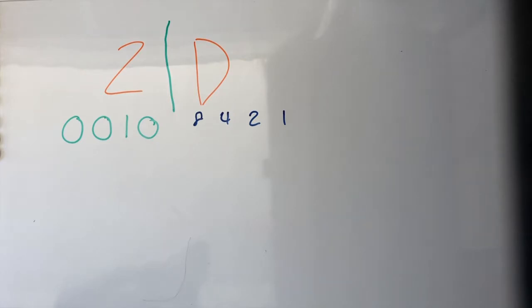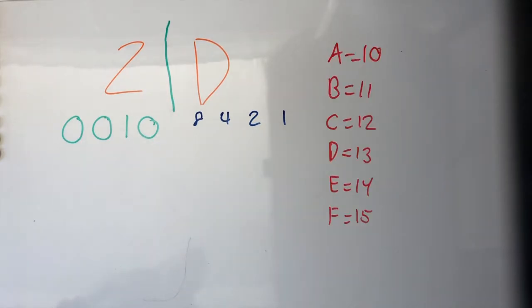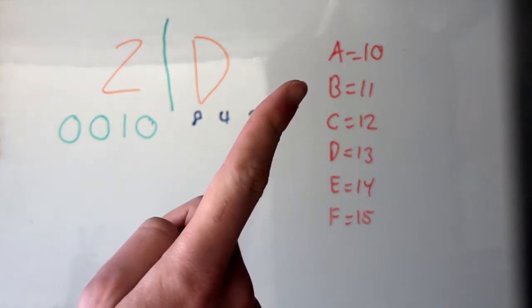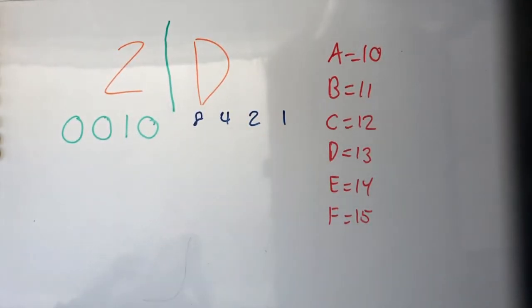And then you remember what D represents. So I'll write this down on the side. Remembering back to the previous video when I converted from binary into hexadecimal, I went through the conversion right there. So I've just written up what each of these hexadecimal values represent in denary. As you can see, A would equal 10, B 11, and so forth. So if we've got a D, we know that it represents 13.